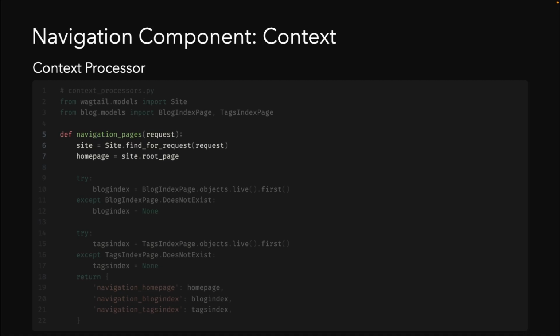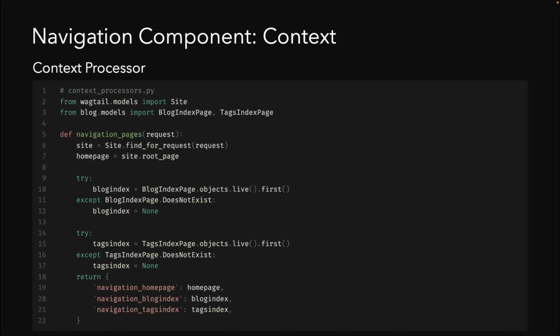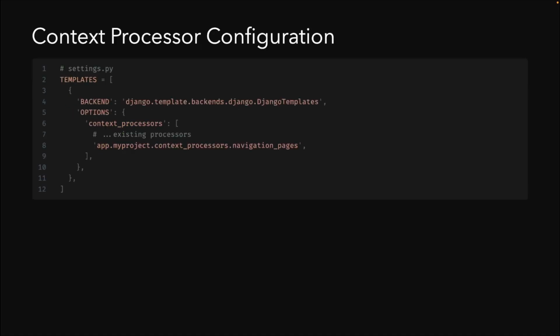It will first search for the site related to the given HTTP request and set the site root page to the home page. Then we'll try to find the blog index page and the tags index page with fallbacks if either hasn't been defined. Finally, we return a dictionary of navigation home page, blog index, and tags index that can be used in templates. We can enable the context processor in the site settings.py by specifying the my project context processor's navigation pages function.